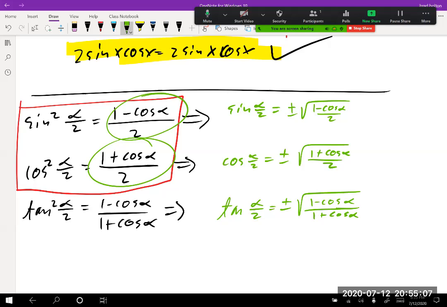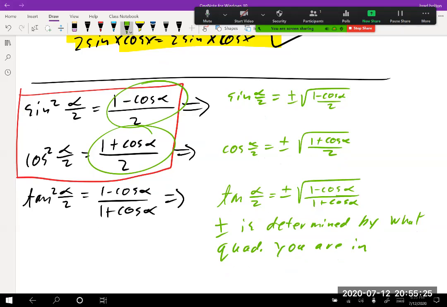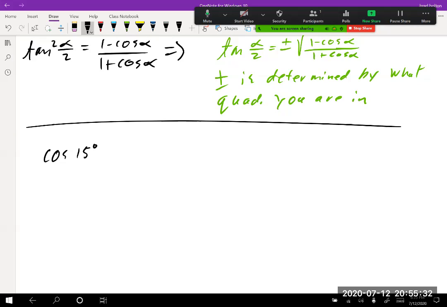So if you square root both sides, and again, the plus or minus is determined by what quadrant you are in, okay? So the way we can use this is pretty straightforward. If somebody says, hey, find the cosine of 15 degrees, we already know that we could use the sum or difference formulas for that.